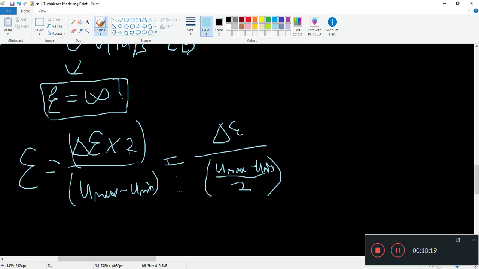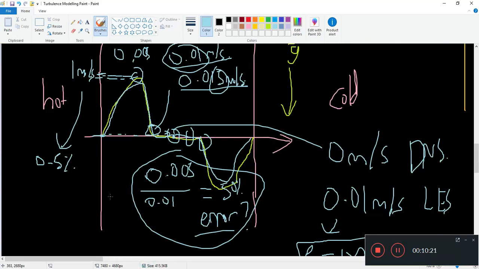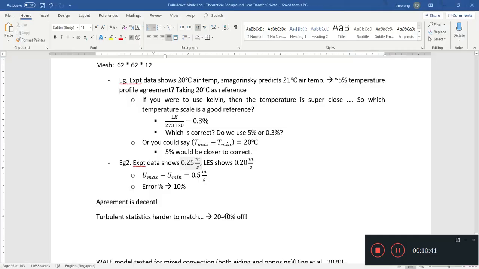So the 2 is pretty arbitrary here. It depends on whether you want to use this velocity scale from here to here, or rather let's use blue, from here to here and from here to here. Do you want to use this velocity scale here or this velocity scale here to measure error? So that's something just to be mindful of when you do your error measurements.